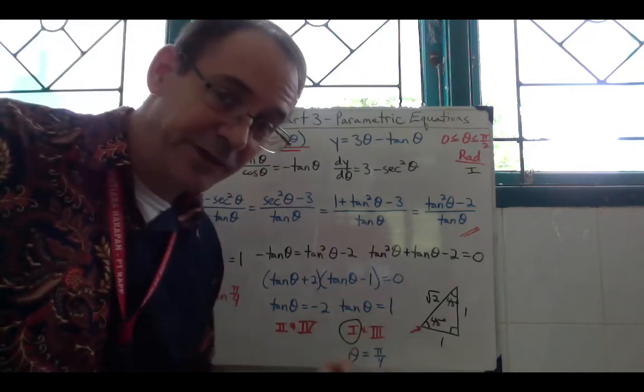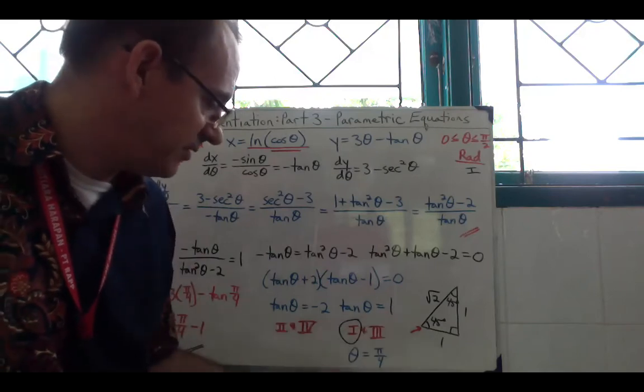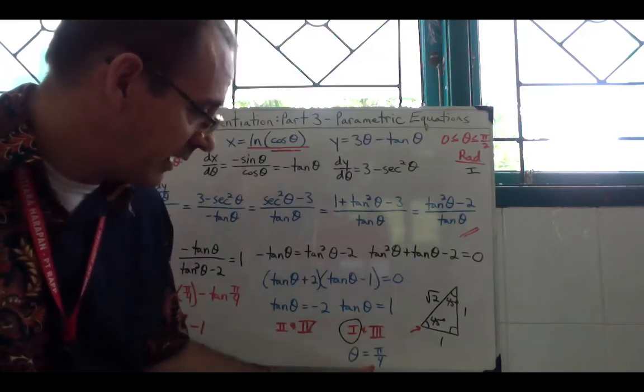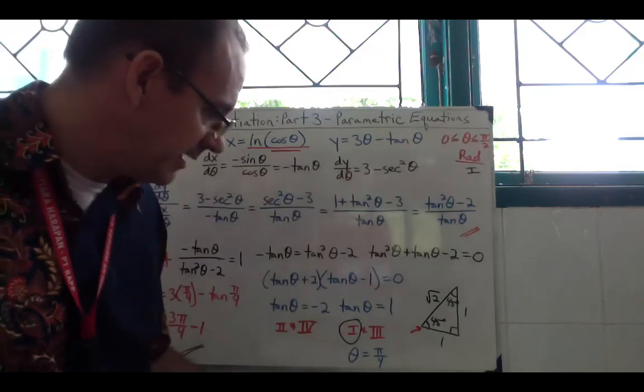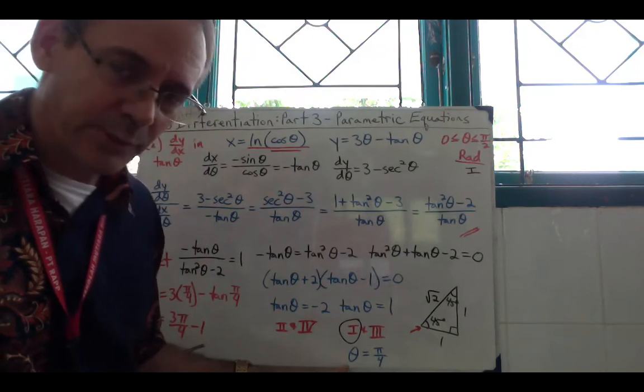Now that's in degrees, so make sure you put it in radians. 45 degrees in radians is pi fourths. Remember, pi halves is 90, so 45 would be pi fourths. That's the angle that we want.